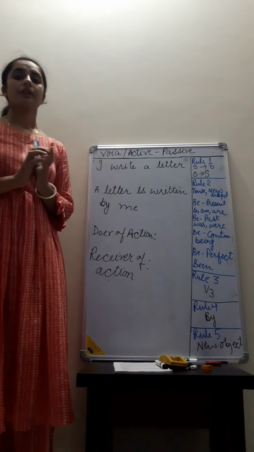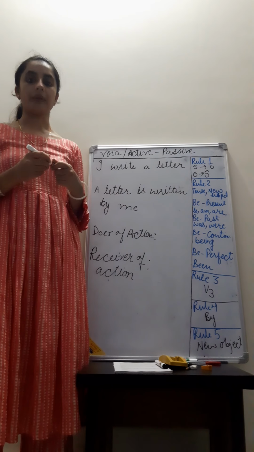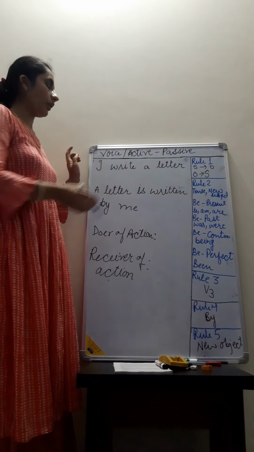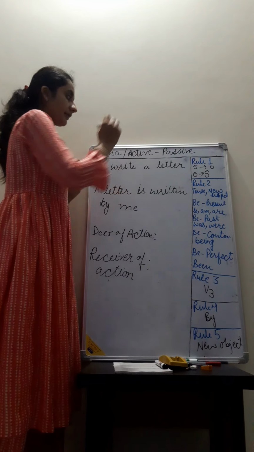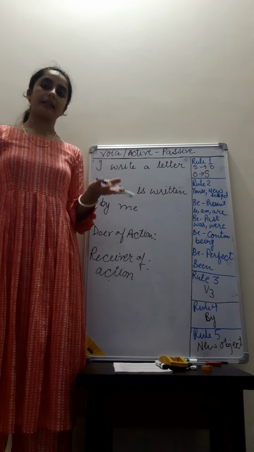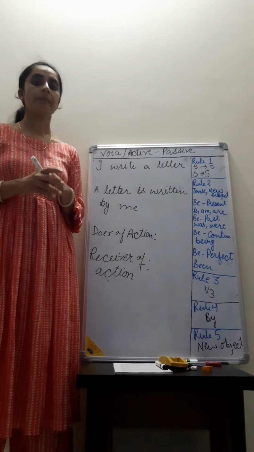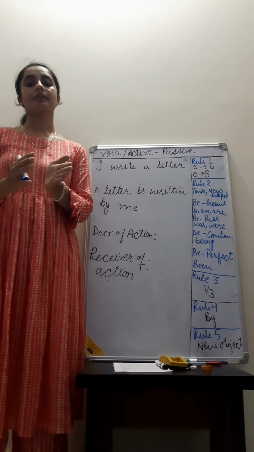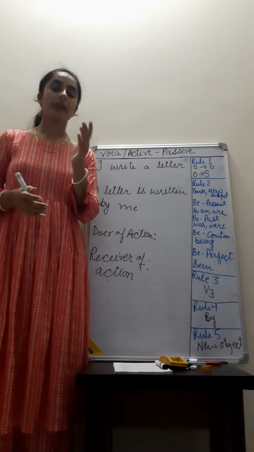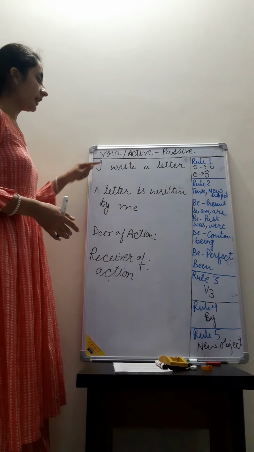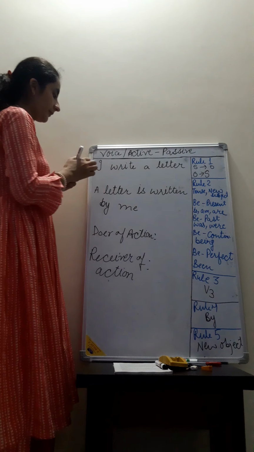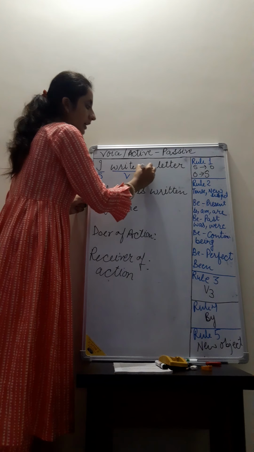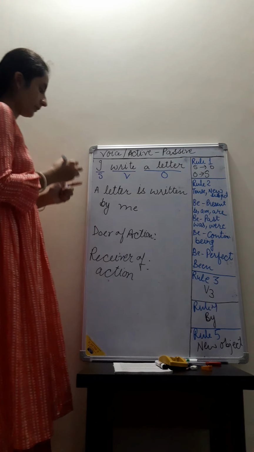Hello students, today we'll start your grammar topics, and in grammar your first topic is voice, or we also call it active and passive. Now we will see what is an active sentence and a passive sentence before moving on to how we can change an active sentence to a passive sentence. There are two examples here. I write a letter. I is the subject, write is the verb, a letter is the object.